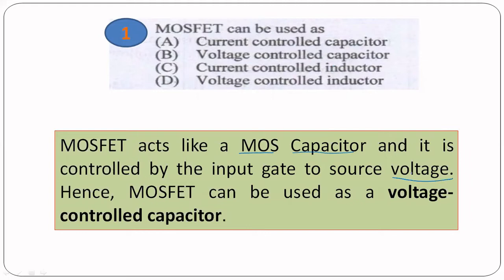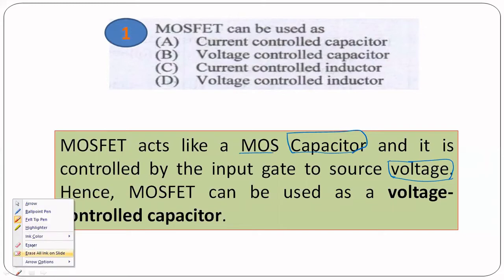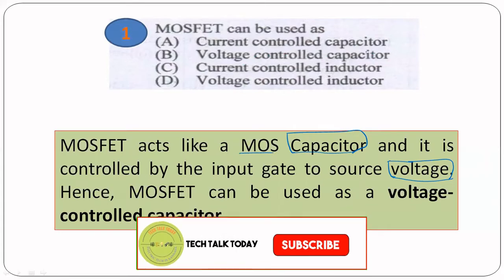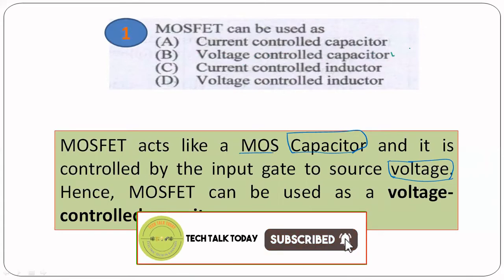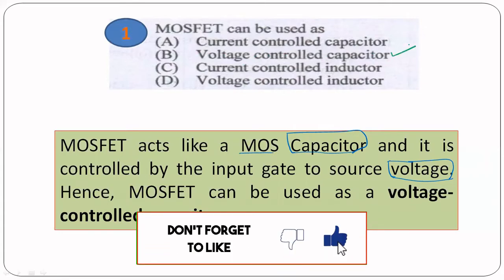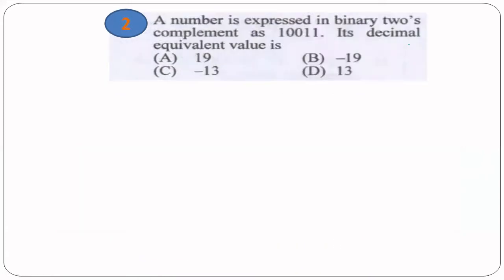So from these two sentences we can mark two important keywords: it acts like a capacitor, and basically it is a voltage controlled device. So from this we can mark the correct answer: MOSFET can be used as a voltage controlled capacitor. Let us look into the next question.